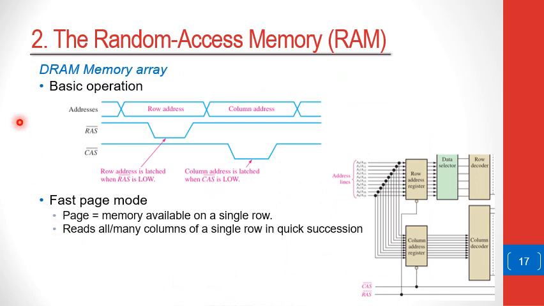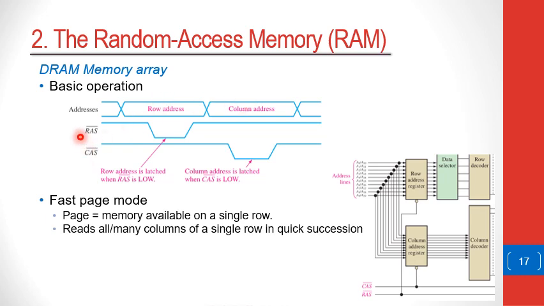For the basic operation of a DRAM, what happens is that the single address, the same address bus, is used to address both the columns and the rows. Because both the column and the row addresses are interchanged, you have the row access select and the column access select being used to read either the row addresses or the column addresses.